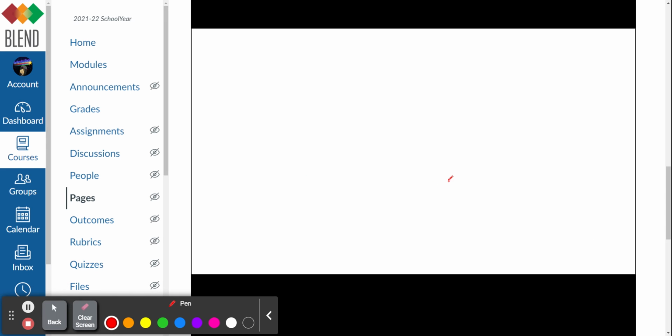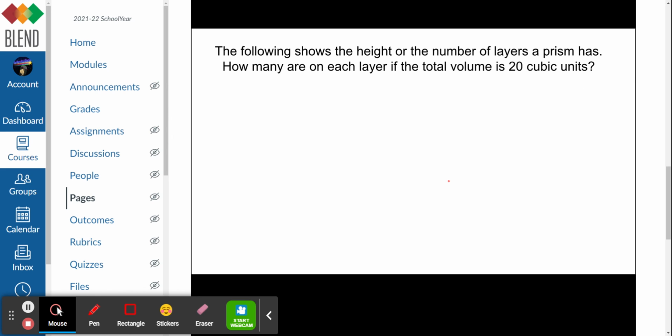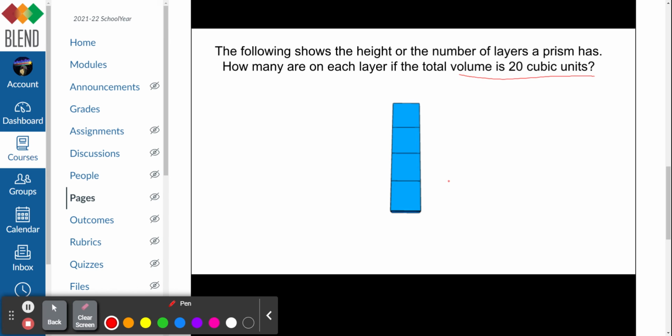All right, and then finally, the following shows the height or the number of layers a prism has. How many are on each layer if the total volume is 20 cubic units? All right, so we have the volume this time. And the following shows the height. So we have the height as well. So if we're organizing our information, we don't have the base, we have the height, and we have the volume. The volume is 20. The base layer is the part we don't know, and the height is the part that we do know.